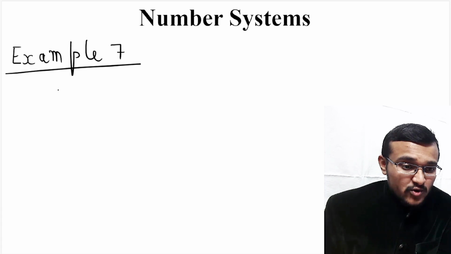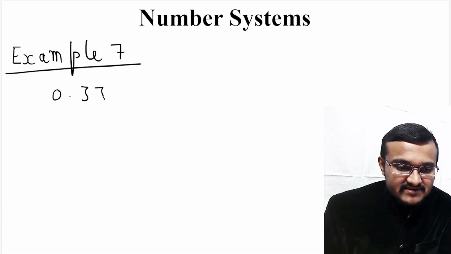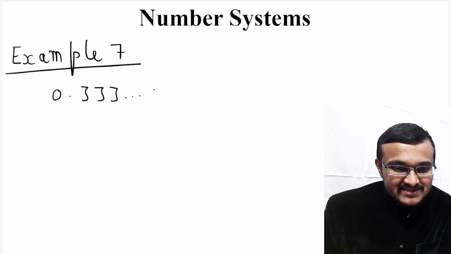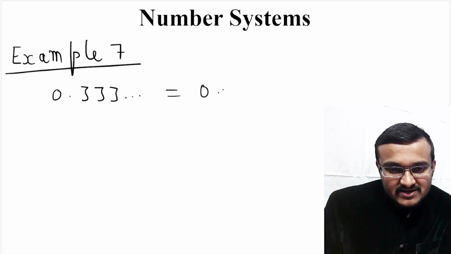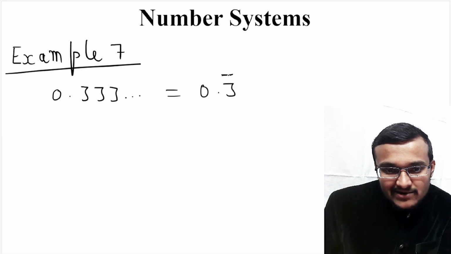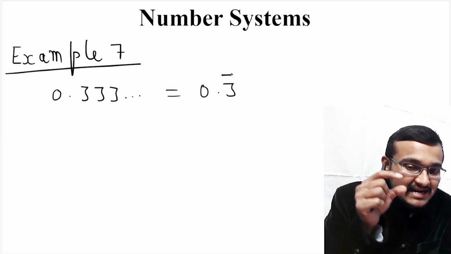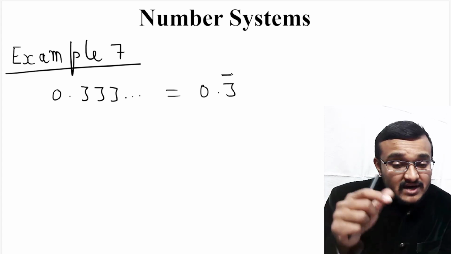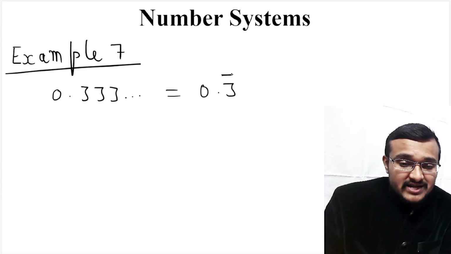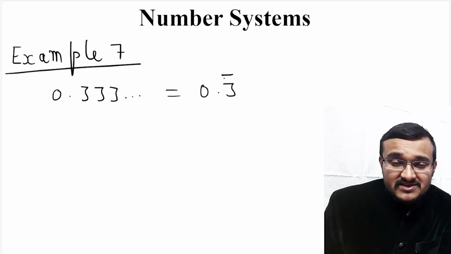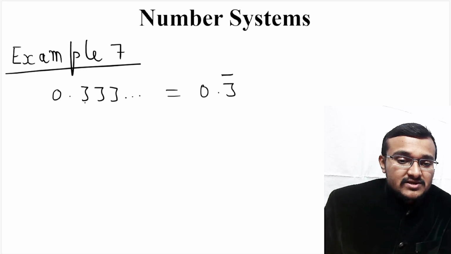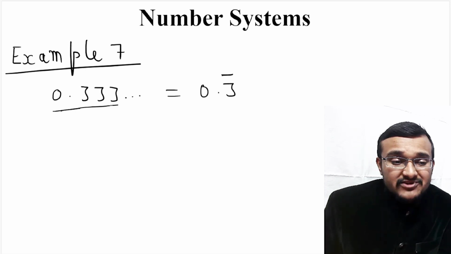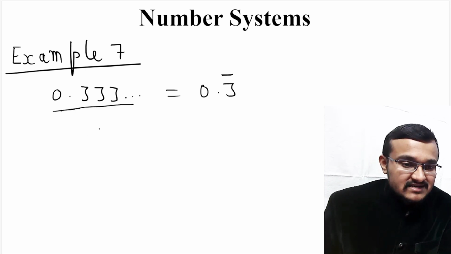In example 7, you have a recurring number after the decimal point, that is 0.33333, and it goes on like that. This is nothing but 0.3, and if you put a bar on this 3, it means that digit is recurring after the decimal point. So if I put a bar on this 3, then this 3 is recurring. Now we have this 0.33333 value, and you have to express this number as a rational number.